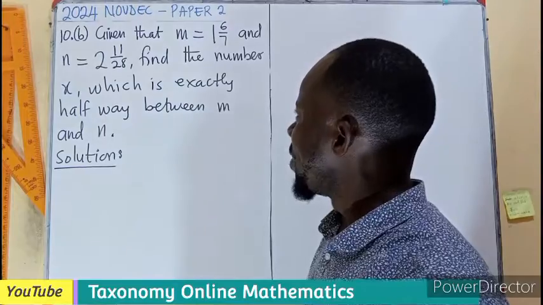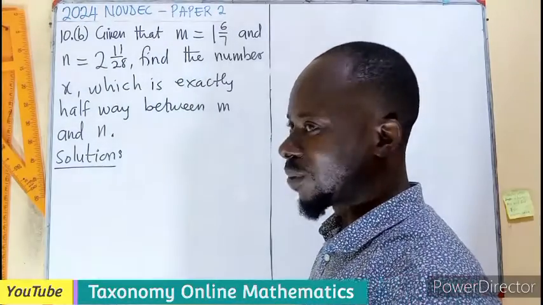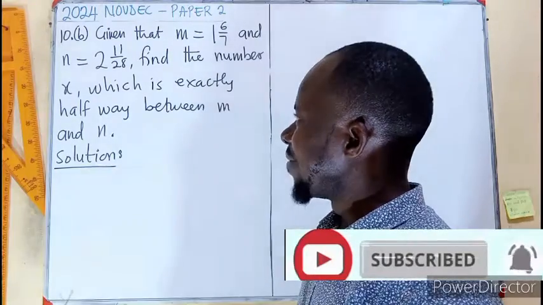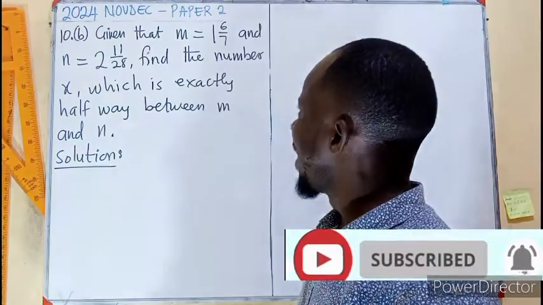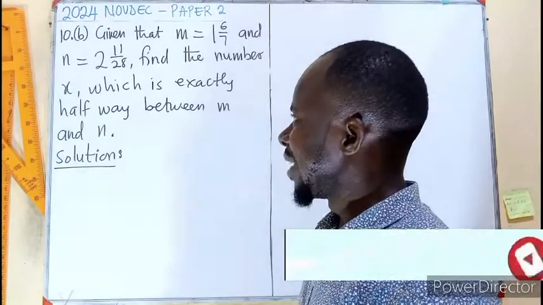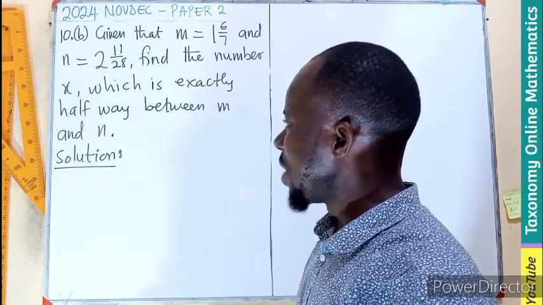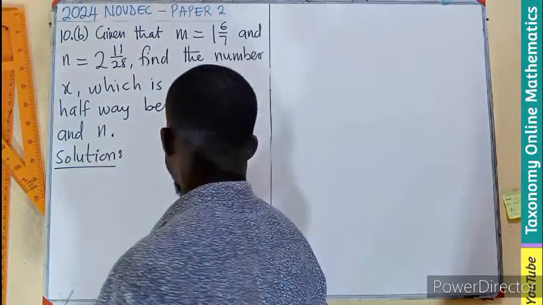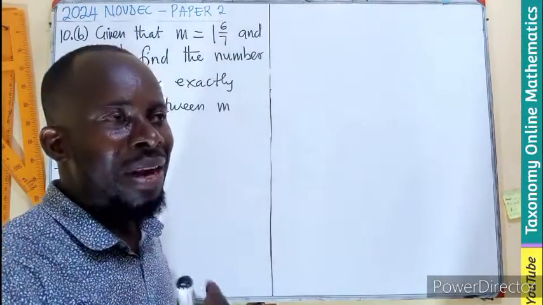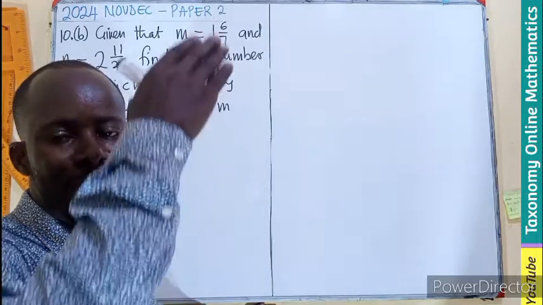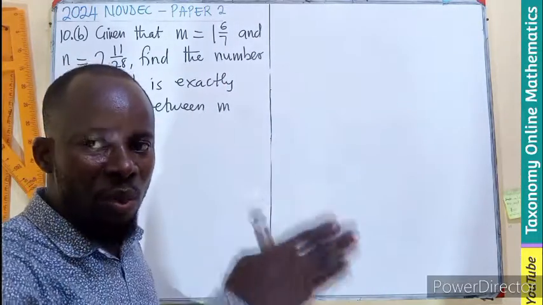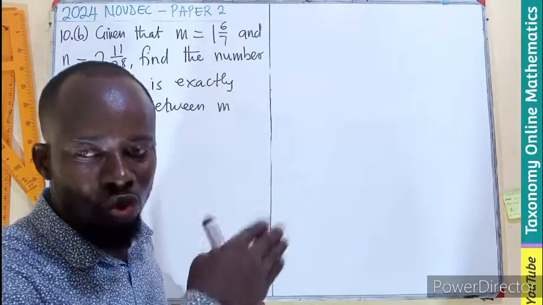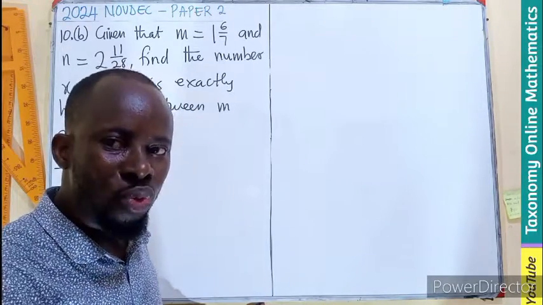Given that m equals 1 whole number 6 on 7 and n equals 2 whole number 11 on 28, we have to find the number x, which is exactly halfway between m and n. So halfway between m and n simply means the midpoint of m and n. How will I get a midpoint? If I add the two numbers, divided by 2.